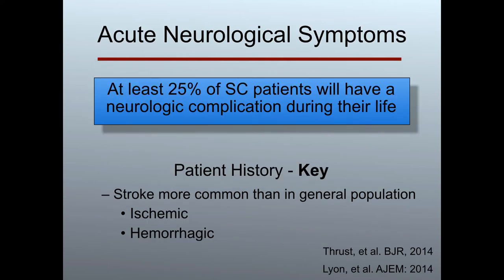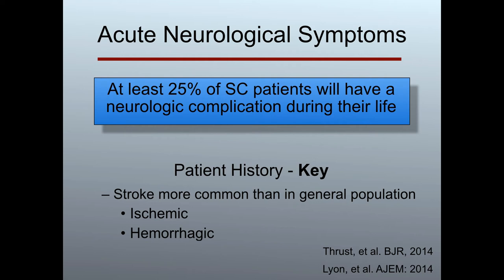What about acute neurologic symptoms? A quarter of patients with sickle cell disease have a neurologic manifestation. There's probably a much higher incidence of silent infarcts, and some of those behaviors that we see are silent infarcts. You know, they start losing, kids have frontal strokes and they start acting differently as they get older. But at least 25% have some kind of either ischemic or hemorrhagic stroke during their lifetime.